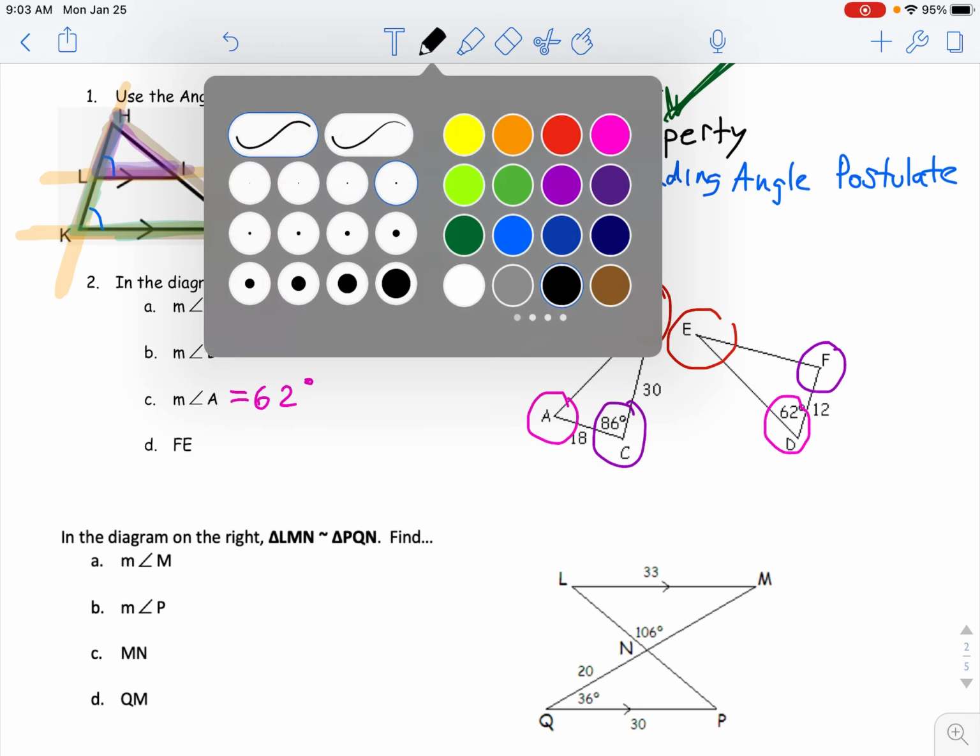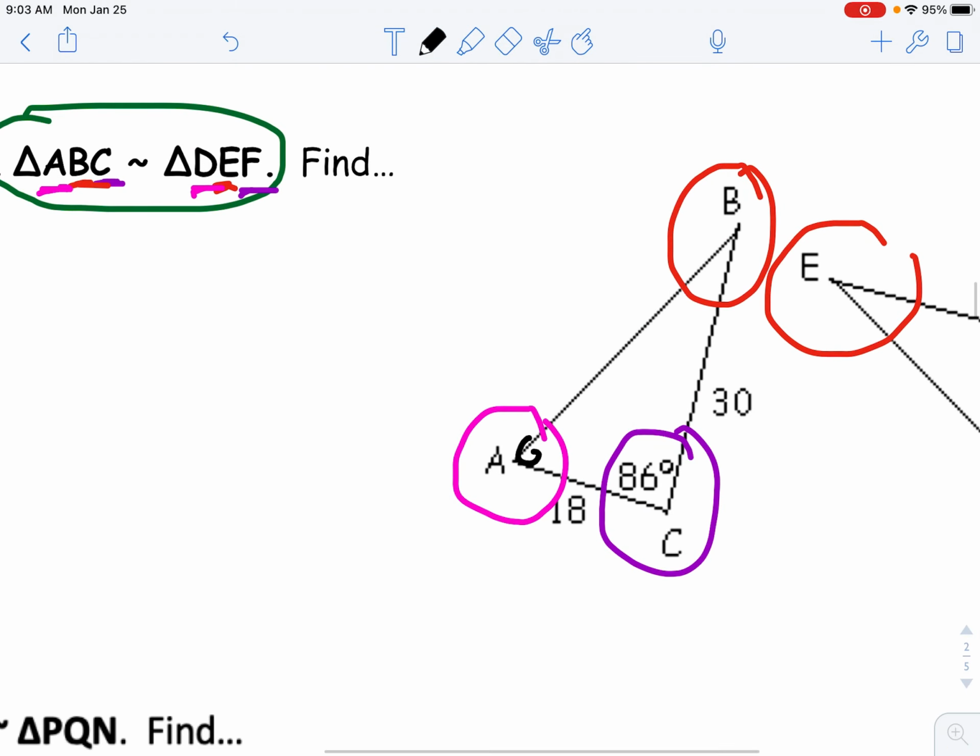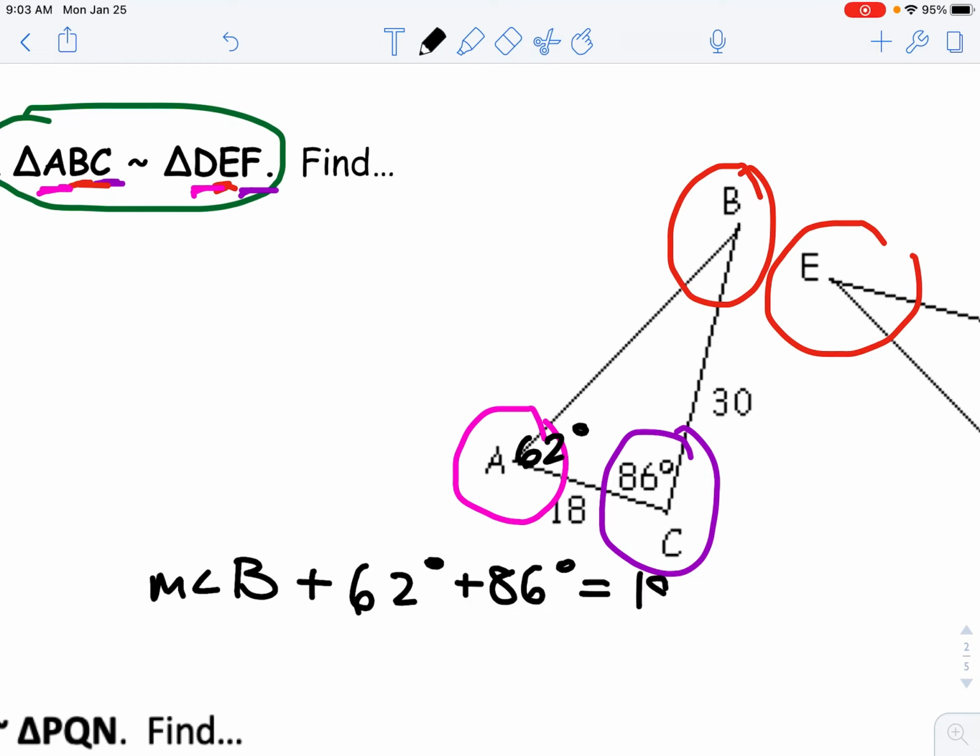degrees. And then, well, if A is 62 degrees, remember, all the angles add up. So I'm going to be very thorough. I'm going to write the measure of angle B plus 62 degrees plus 86 degrees needs to equal 180 degrees, because that's what all the angles in a triangle add up to. All right. And then a bunch of math occurs. Measure of angle B is 32 degrees, and that's what angle E would be as well.